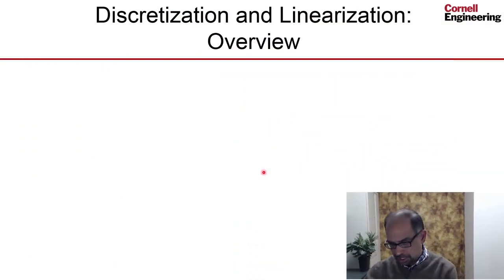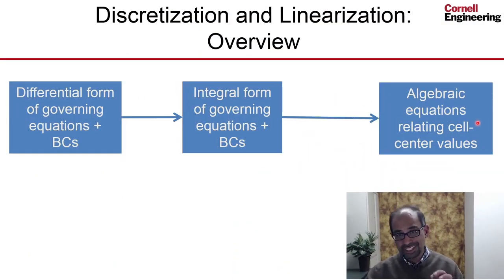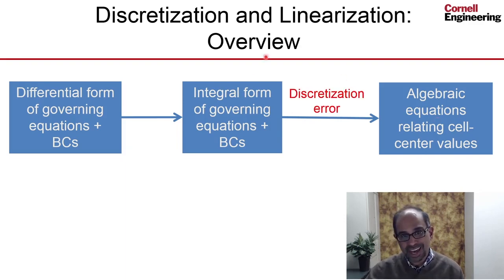We talked about discretization before, and here was the overview of the discretization. And the end point of the discretization is a set of algebraic equations relating neighboring cell center values. And we derived that from the integral form of the governing equations by doing control volume balances cell by cell. And in the process of going from the integral form to the set of algebraic equations, we introduce an error called the discretization error. And I did indicate the error as we were deriving the algebraic equation for the mass balance for our particular cell.